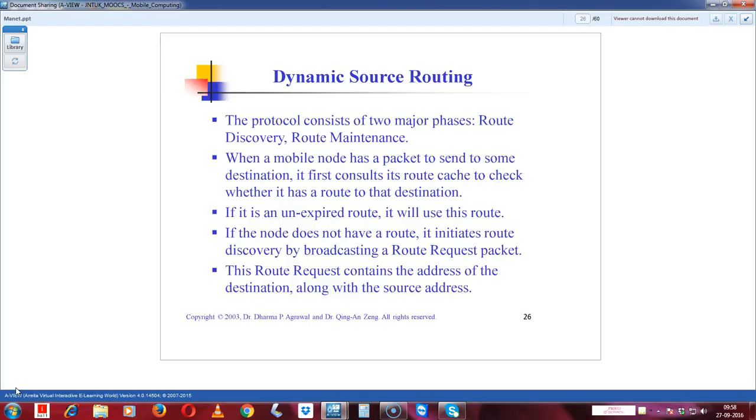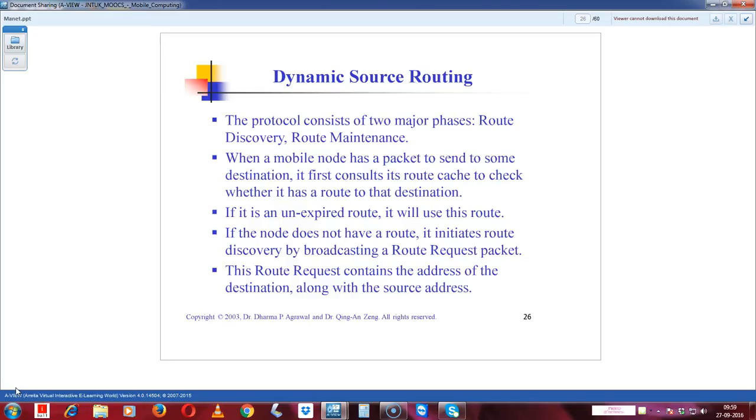So this is the first algorithm, dynamic source routing, which we are going to discuss today. Okay, how it works, and then upon this knowledge, we will discuss the difference between AODV and DSDV, which are table driven. Okay, this is basically an on-demand reactive algorithm. We'll discuss this first. This protocol consists of two major phases. One is route discovery and the other is route maintenance. You need to see how route discovery happens and then how to maintain that route.